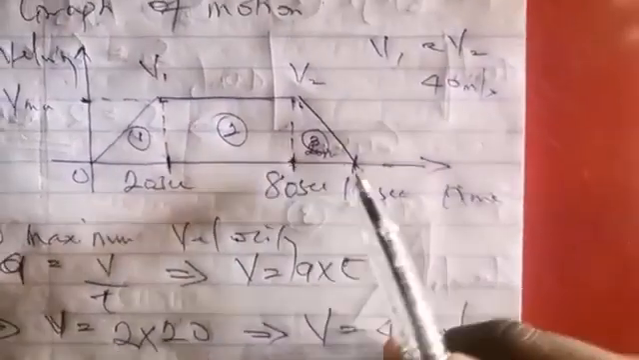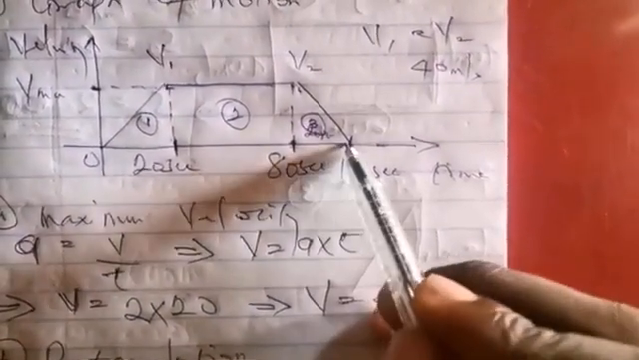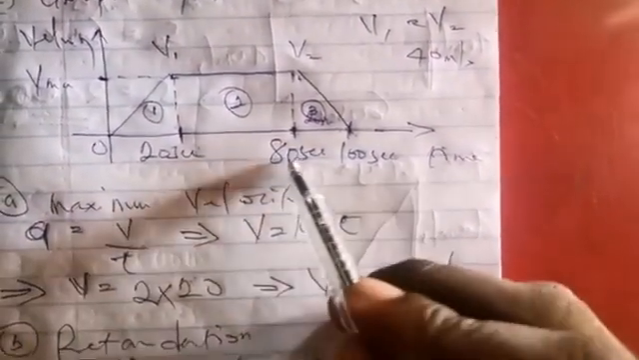Okay, the height remains the maximum value of velocity, which is 40 meters per second. Now this distance, remember that here is 80 and here is 100, so that means the distance from this point to this point is simply 100 minus 80, which is 20 seconds. We've already found this. Okay, so we have the time to be 20 seconds.